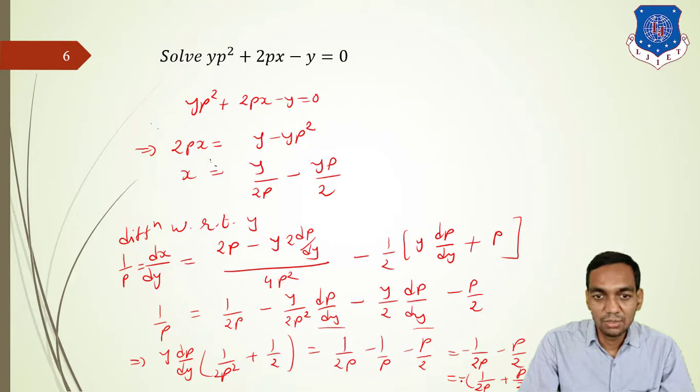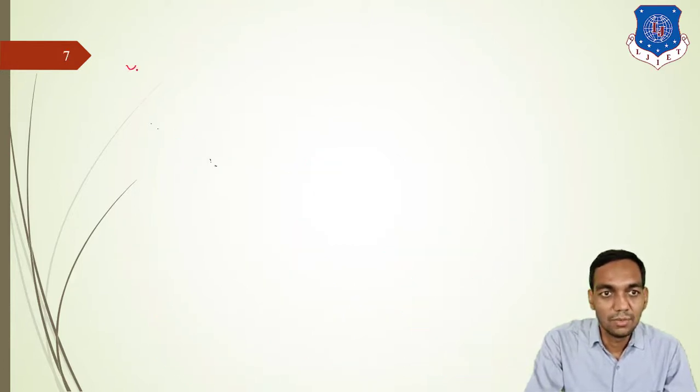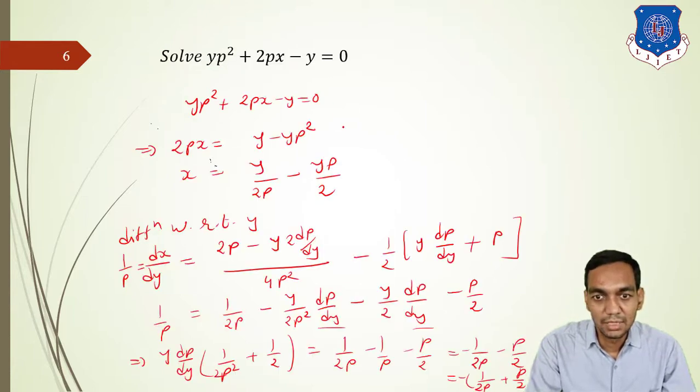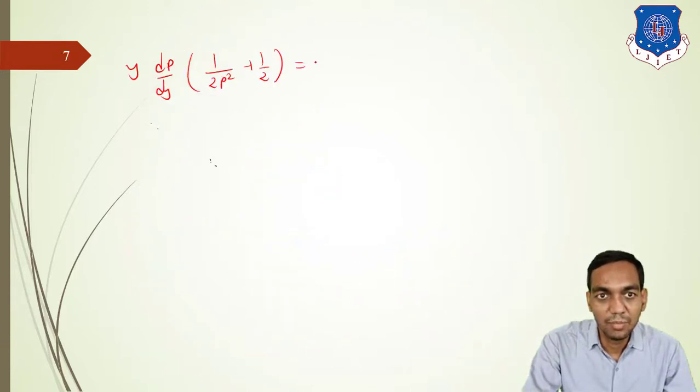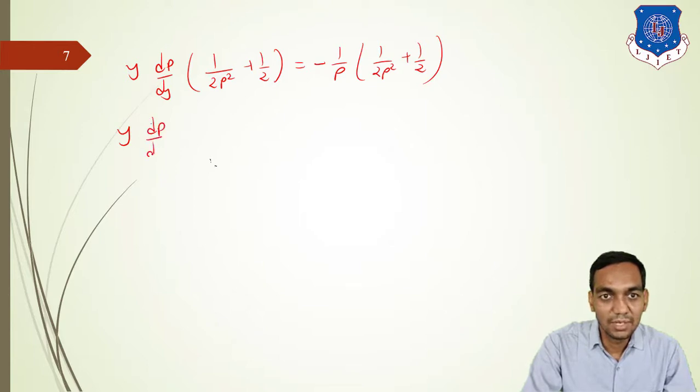So I am going to write down this in the form of y dp upon dy into the bracket 1 upon 2p square plus 1 upon 2 is equal to, here I am going to take minus 1 upon p into 1 upon 2p square plus 1 upon 2. So this can be written as y dp by dy plus 1 upon p into 1 by 2 common, 1 upon p square plus 1 is equal to 0.